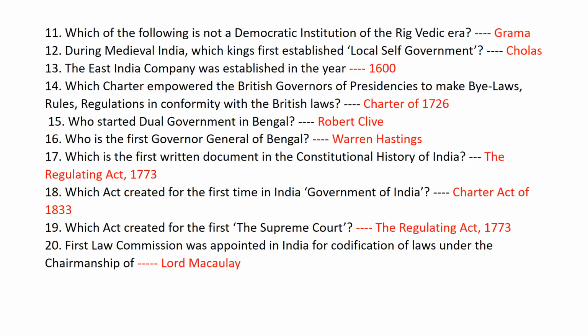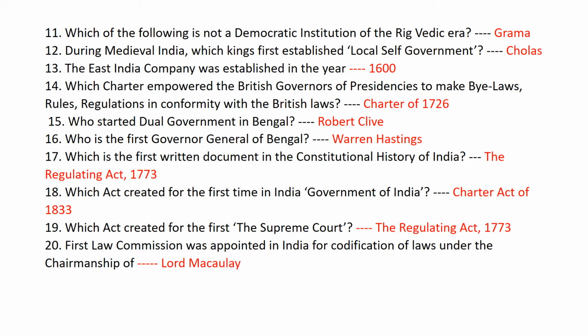Which of the following is not a democratic institution of the Rig Vedic era? Grammar. During medieval India, which kings first established local self-government? Cholas. The East India Company was established in the year 1600. Which charter empowered the British governors of presidencies to make bylaws, rules, regulations in conformity with the British laws? Charter of 1726. Who started dual government in Bengal? Robert Clive. Who is the first Governor General of Bengal? Warren Hastings.